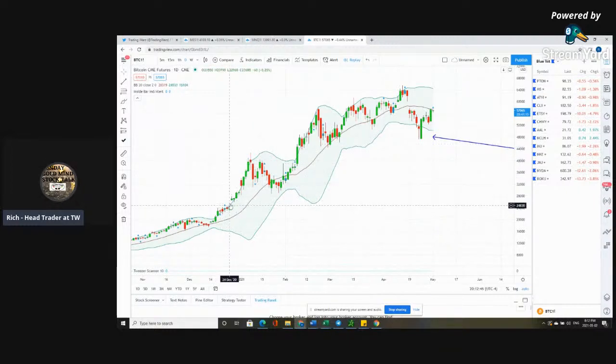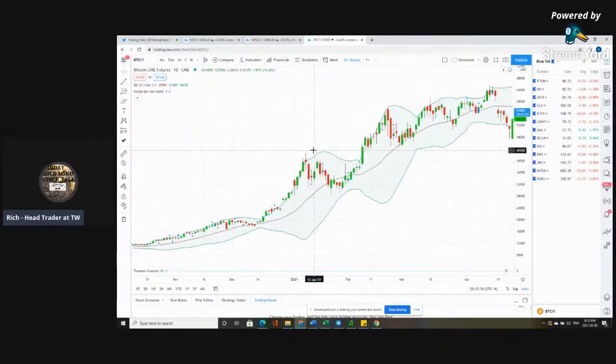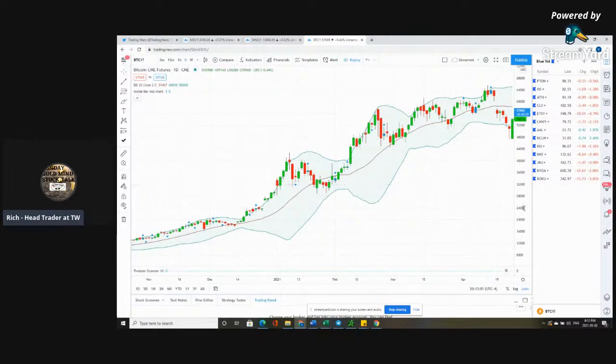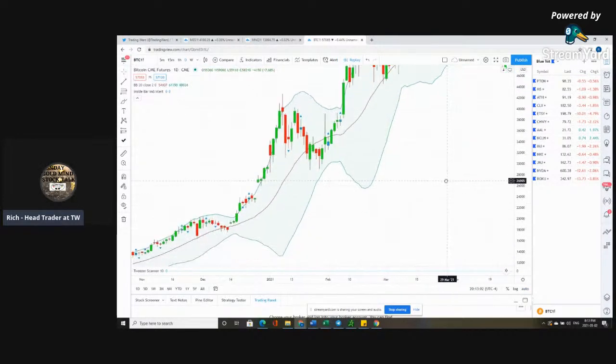Usually, when we have a gap, like if we go back here to the 28th of December in 2020, you see this gap. This gap is where I'm going to start drawing my fibs from. So make a note of that. If you're not familiar with fibs, the gaps are where you want to start. And I'm just going to expand this a little bit.